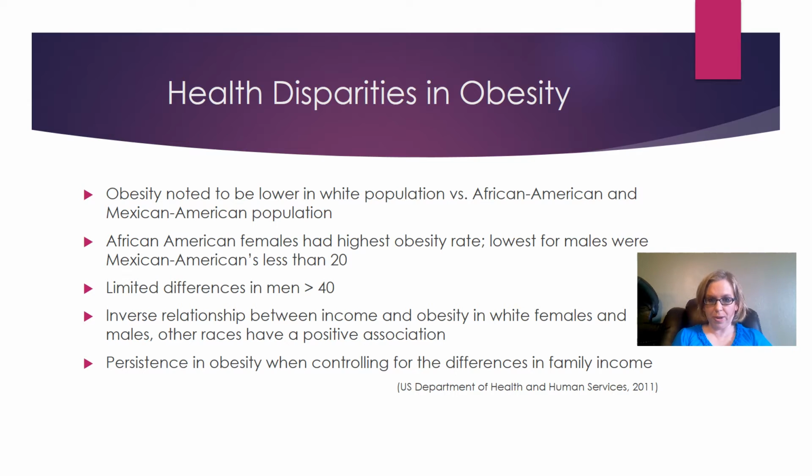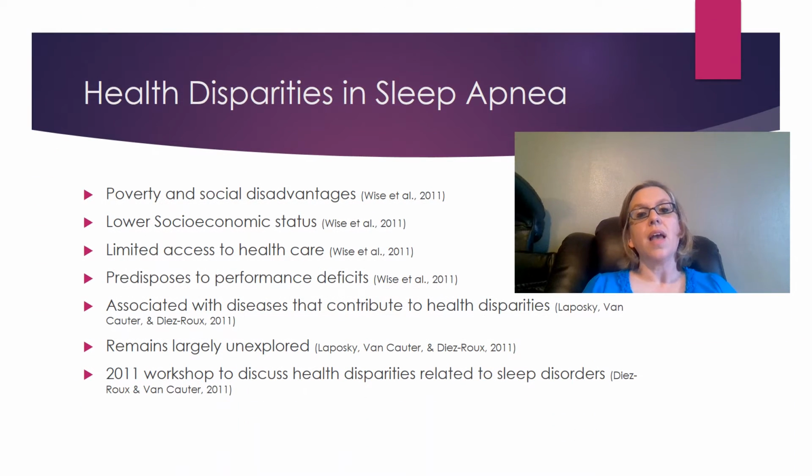Causes of health disparities include lack of education, lack of physical activity, poor food choices, and high cost of healthy foods. Health disparities and sleep apnea. There is growing awareness that poverty and social disadvantage are associated with sleep disparities, and that sleep disorders have a disproportionate impact on those who reside in poverty.